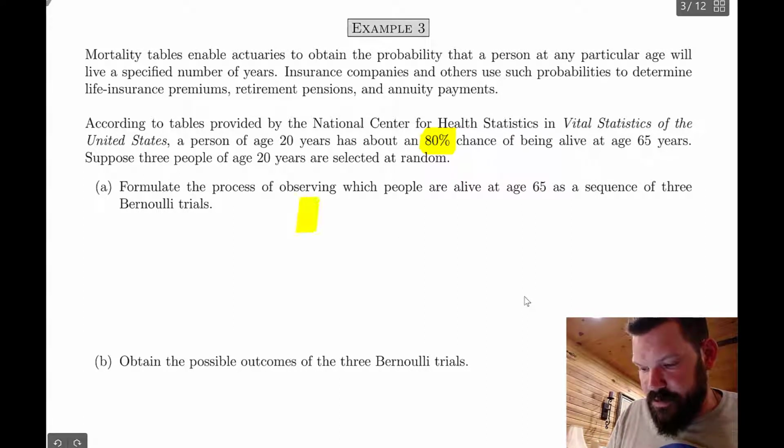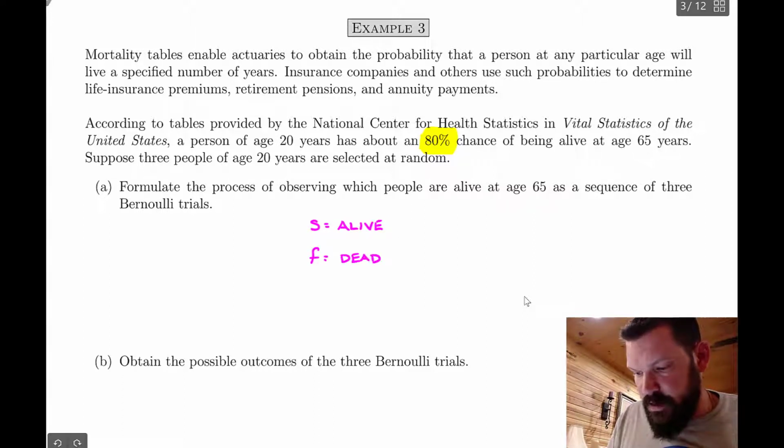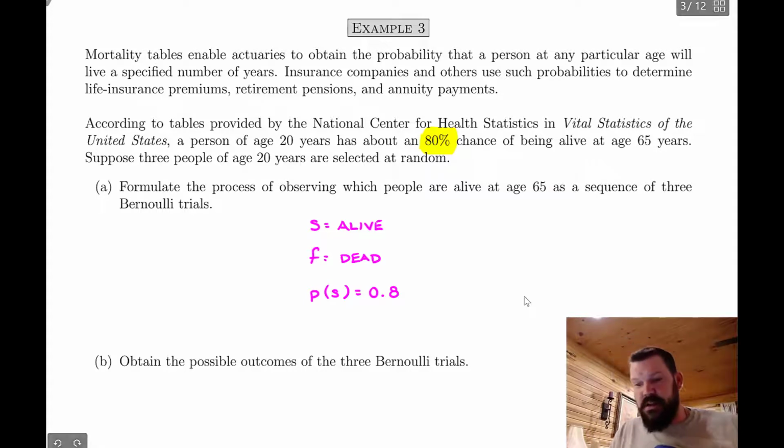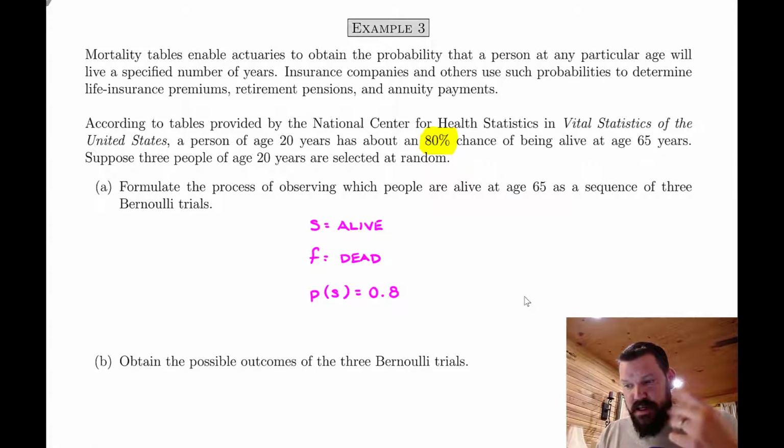So we have a success. Success is when the person is alive. And a failure is when that person is dead. And the probability of a success is 0.8. That was given in our information. But I just wanted you to understand how we established that.